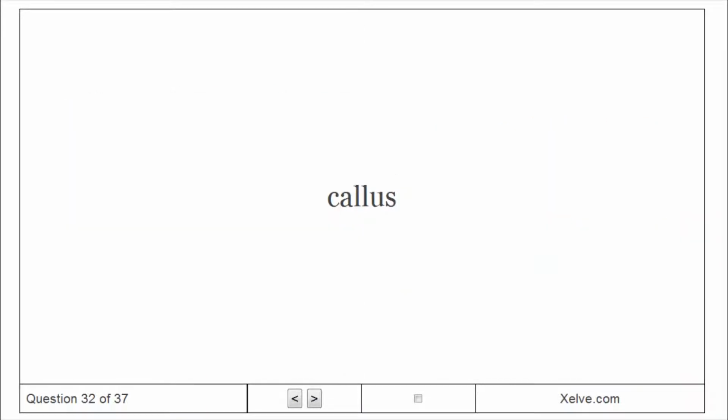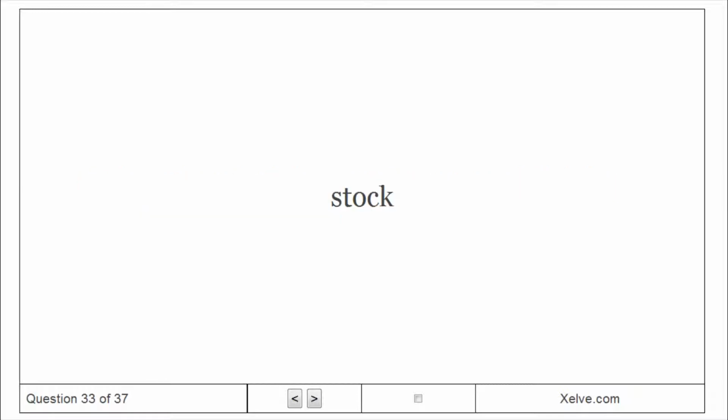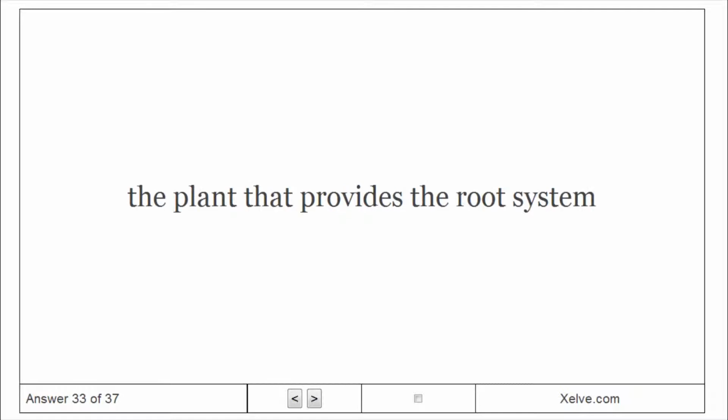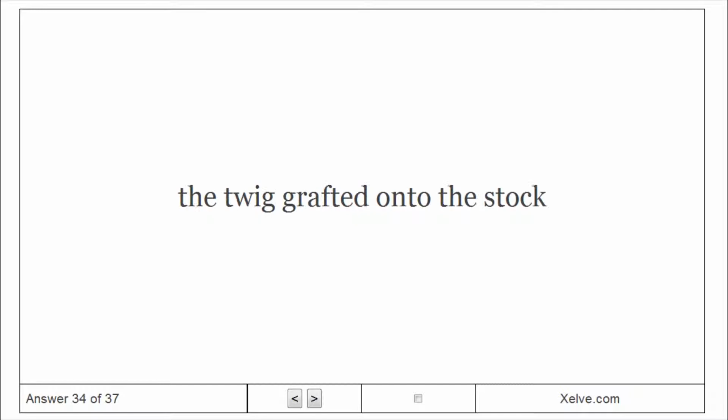Callus. At the cut end of the shoot, a mass of dividing and differentiated cells. Stock. The plant that provides the root system. Scion. The twig grafted onto the stock.